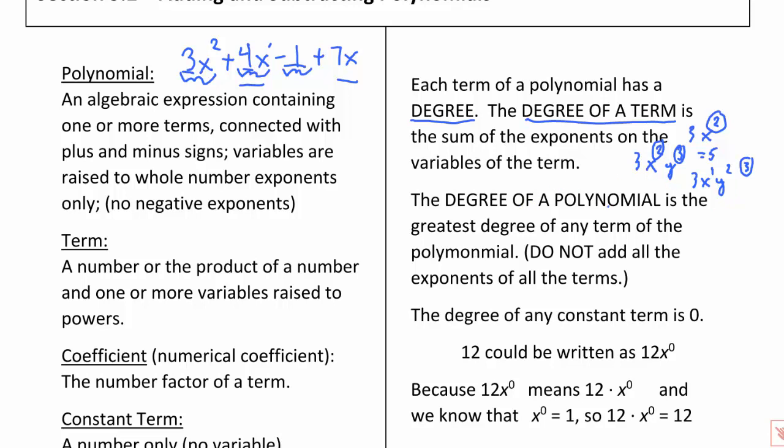The degree of a polynomial is the greatest degree of any term of the polynomial. Yes, that's a typo, sorry. Do not add all the exponents of all the terms. It's important to remember that. The degree of a constant term is 0. 12 could be written as 12x to the 0, which means its degree is 0, because that's the understood exponent there.